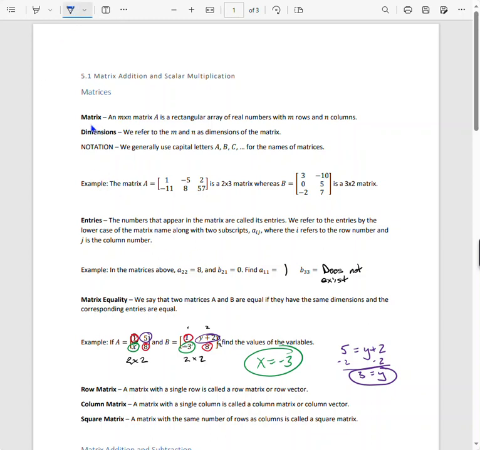Let's start with the definition of a matrix. An m by n matrix A is a rectangular array of real numbers with m rows and n columns. We refer to the m and the n as the dimensions of the matrix. So the number of rows and the number of columns, very important.